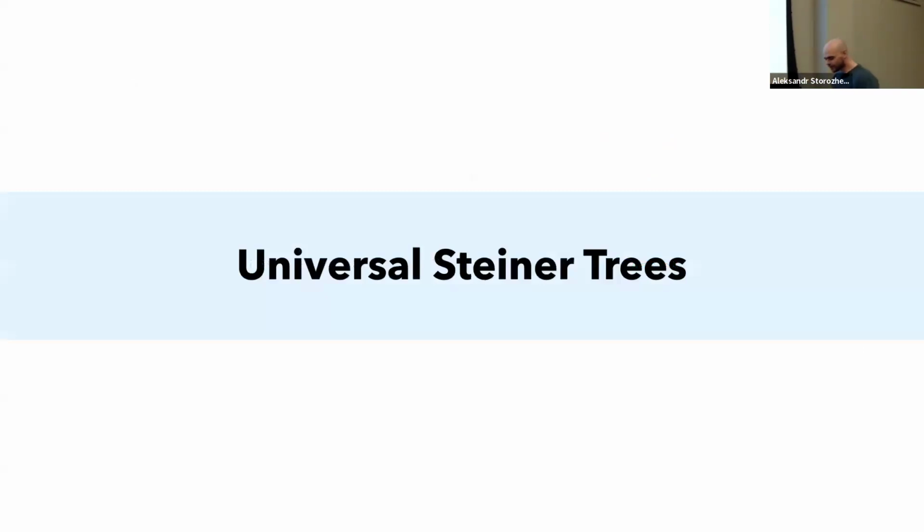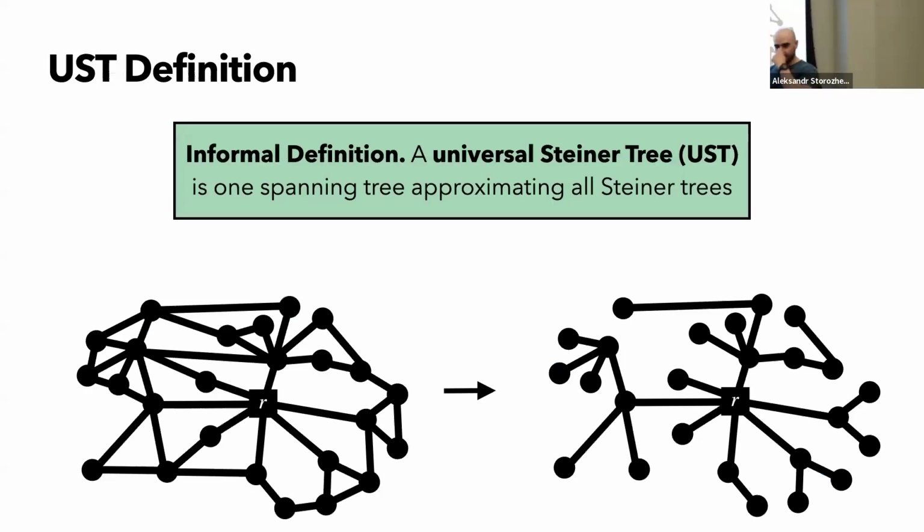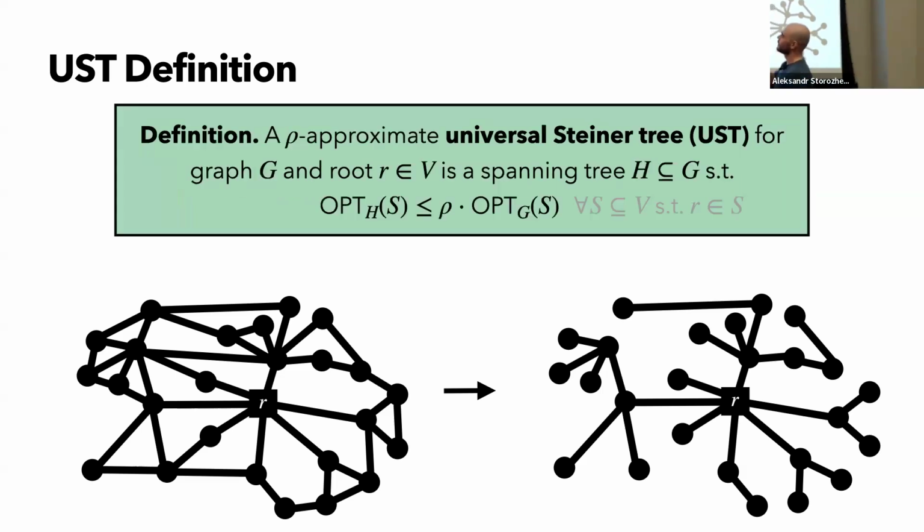All right, so what are universal Steiner trees? Informally, a universal Steiner tree is just a single spanning tree that is a good approximation for all instances of Steiner tree on your input graph. Okay, so more formally, a rho-approximate universal Steiner tree for a graph G and root R is just a spanning tree of the original graph.